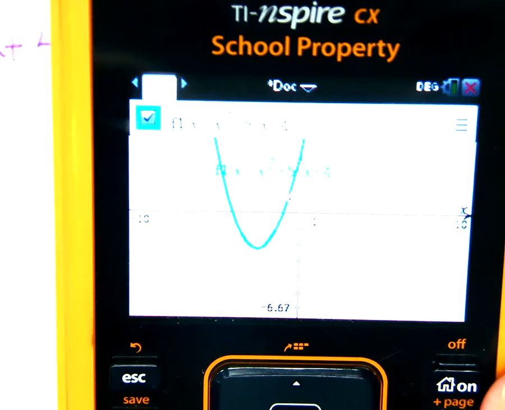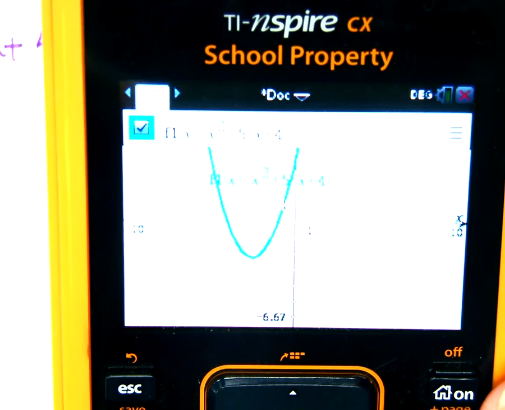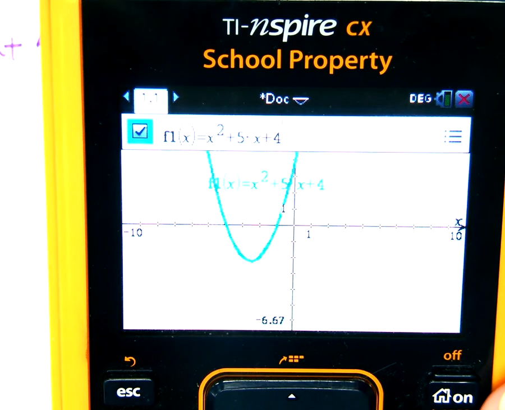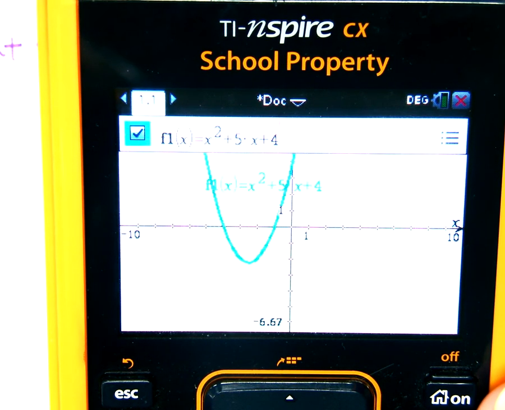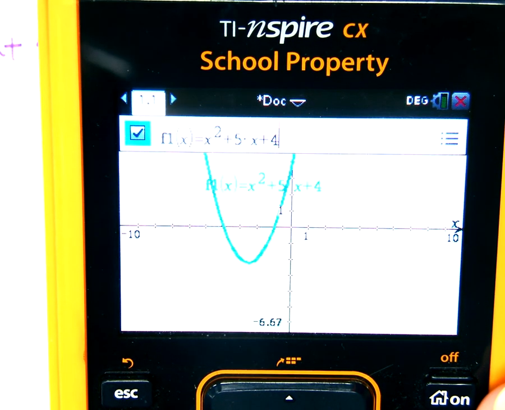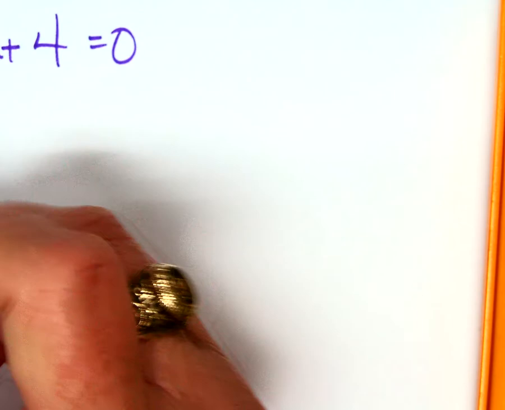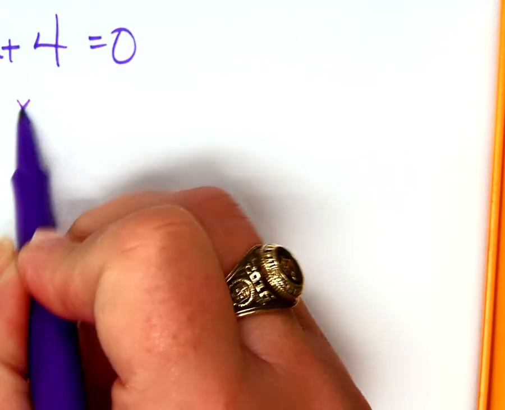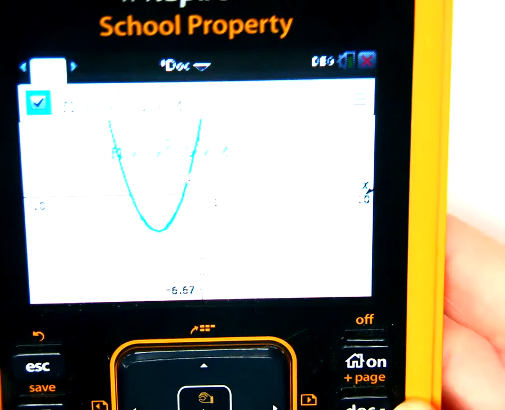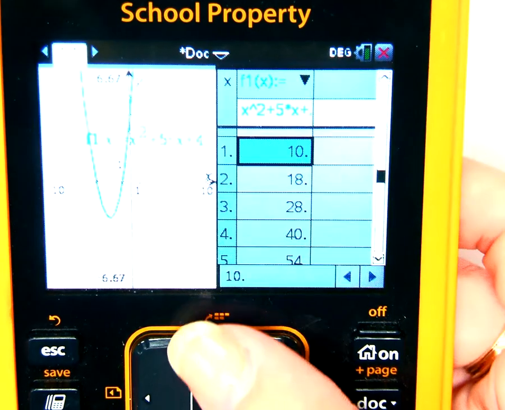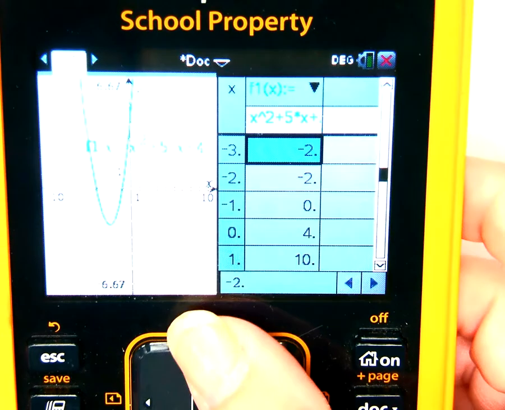Let me see if this is going to be nice today. Ish. Where is it crossing the x-axis? -1 and -4? Yeah? X equals -1, x equals -4. Just to make sure, we could check, right? We could say Control T and look at my table. Look what happens at -1. What's y? And what happens at -4?